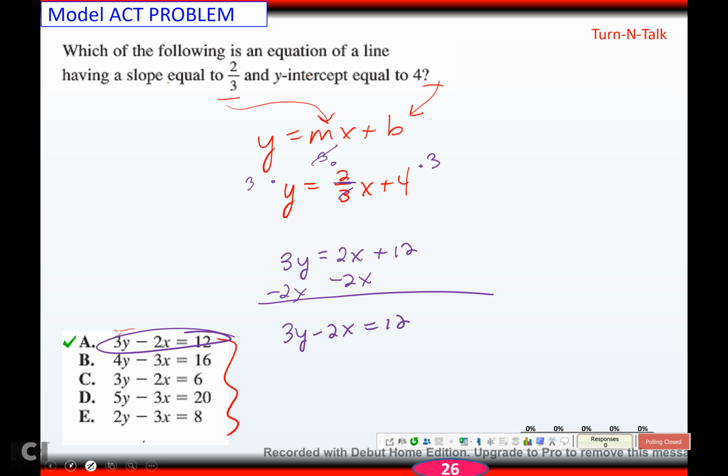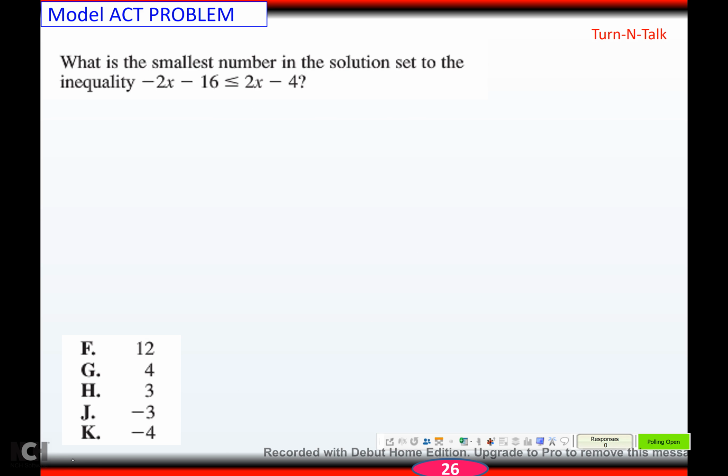All right. Try this one. Hit pause. Come back when you're ready.